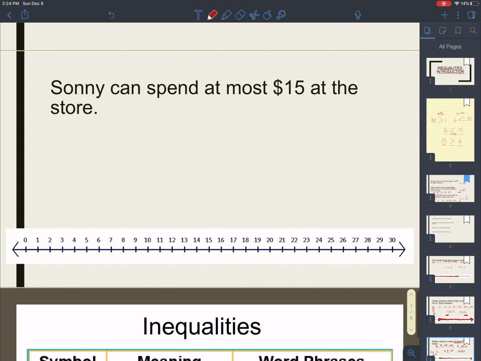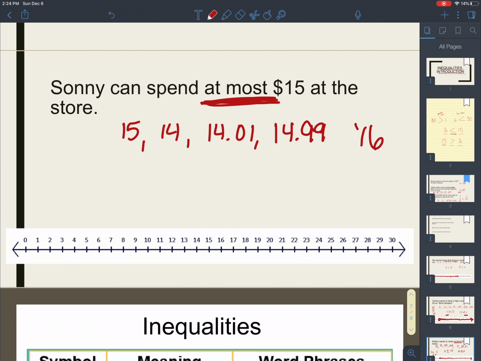Let's talk about Sunny, who can spend at most 15. And at most is a little bit tricky. At most means up to $15 at the store. So Sunny can spend up to and including 15. The most they can spend is 15. So they can spend $15. They can spend $14. They can spend $14.01 or $14.99. But Sunny cannot spend $16 or $15.01. The most that Sunny can spend is 15 bucks.